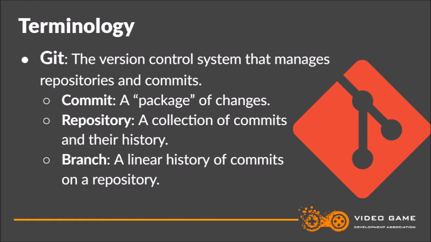And finally, a branch is a linear history of commits on a repository. It shows you what commits were made and when they were pushed onto the repository. A repository starts with a main branch but can have new ones added onto it.